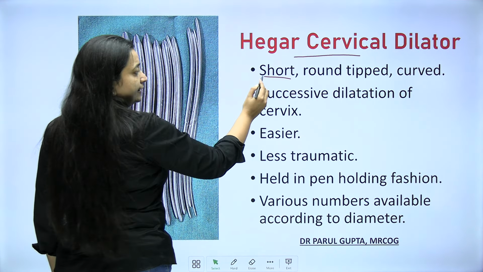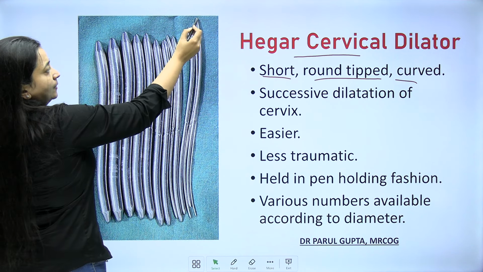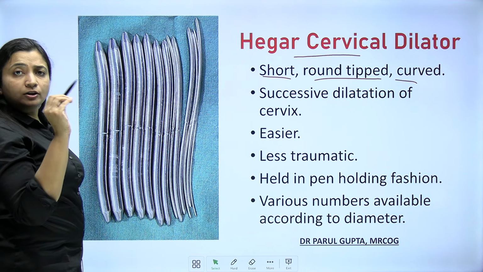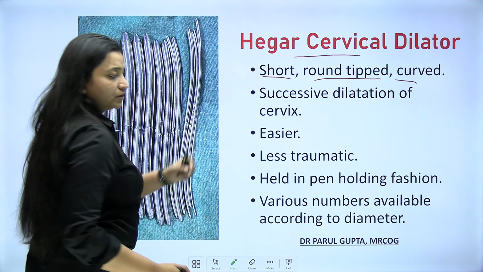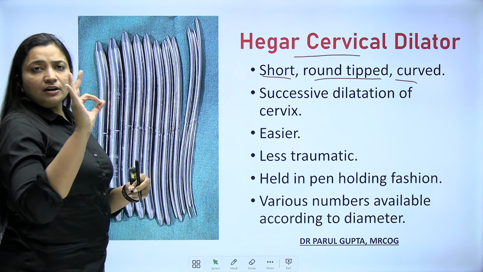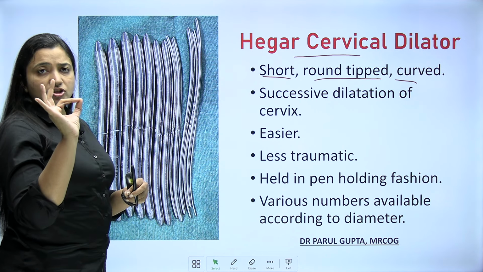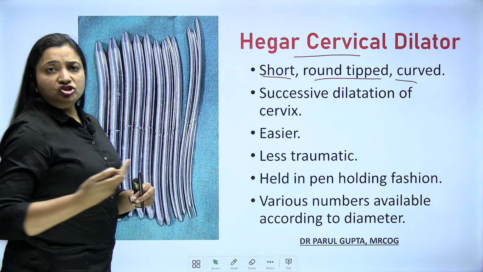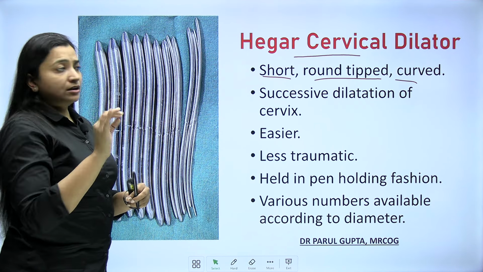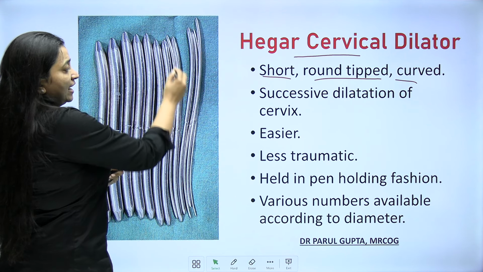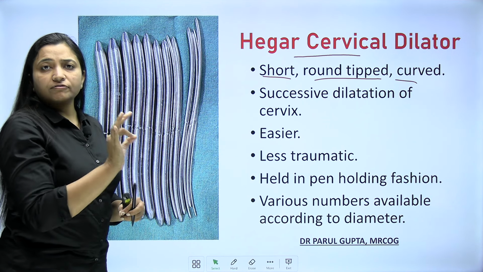It is a short dilator, round tipped and curved. Very, very important: the tips are round, not pointed, so they do not create perforations. Whenever you are catching hold of the cervix with a vulsellum, you rest your 3 fingers on the perineum of the patient, hold the dilator in a pen holding position, and according to the curvature of the uterus, whether it is anteflexed or retroflexed, this has a curvature to match that flexion, right? And then you put it inside in a pen holding fashion.